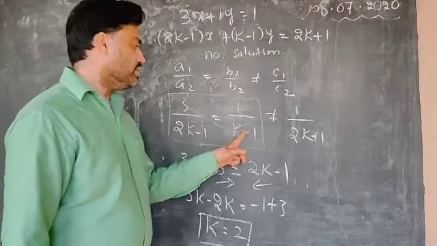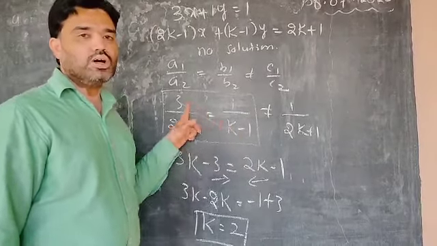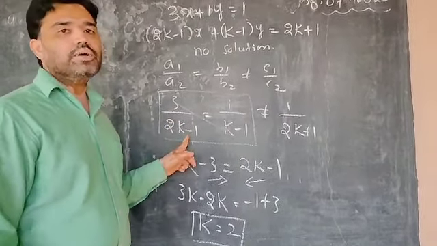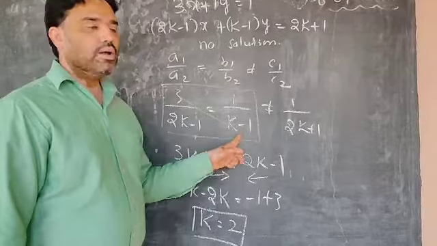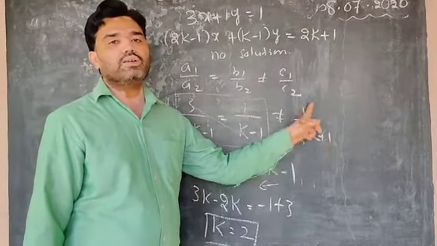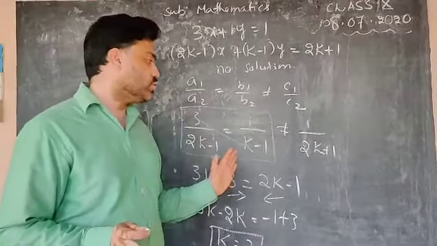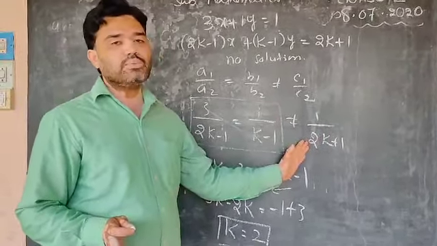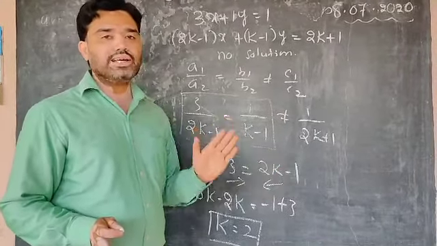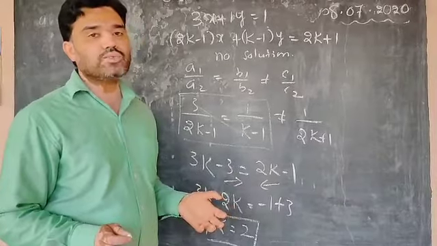Next, the k value is 2. 2 minus 1 is 1, 1 by 1 is 1. So a1 by a2 we got 1, b1 by b2 is also 1. But substitute c1 by c2: 2 into 2 is 4, 4 plus 1 is 5, so 1 by 5. So a1 by a2 equals b1 by b2 but does not equal c1 by c2. Parallel lines, inconsistent, no solution. In this way we can find out the value of k.